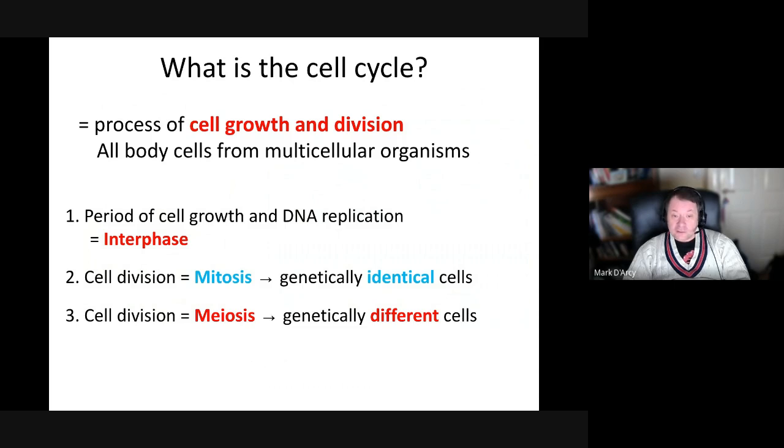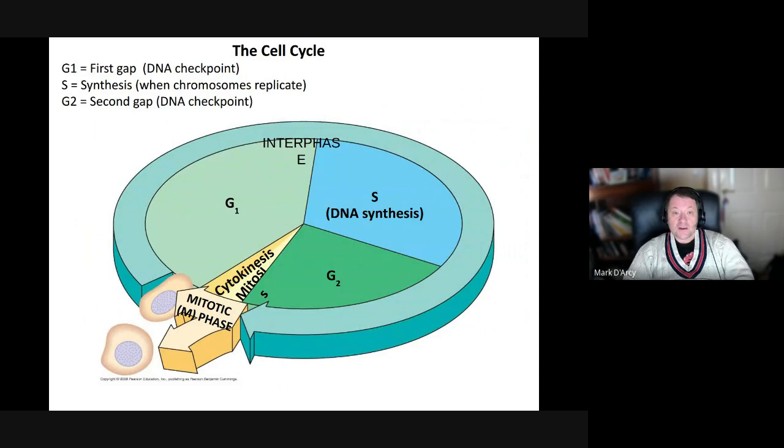There is a period of cell growth and DNA replication before cell division, and this is known as interphase. Then we either have mitosis or meiosis. Mitosis produces genetically identical daughter cells. Meiosis produces genetically different daughter cells. So here is the cell cycle.